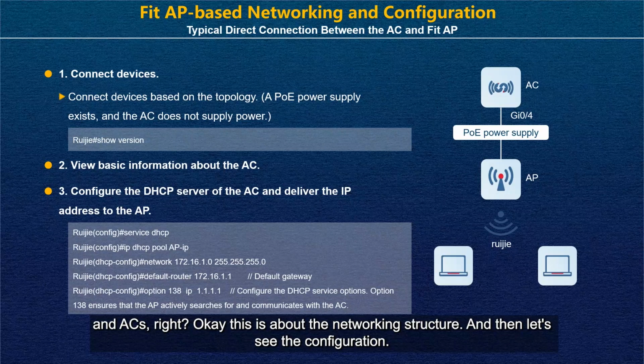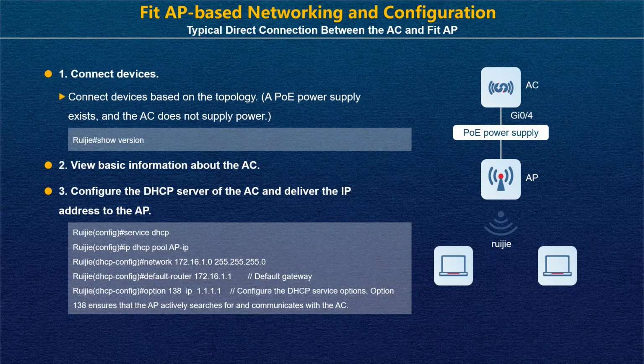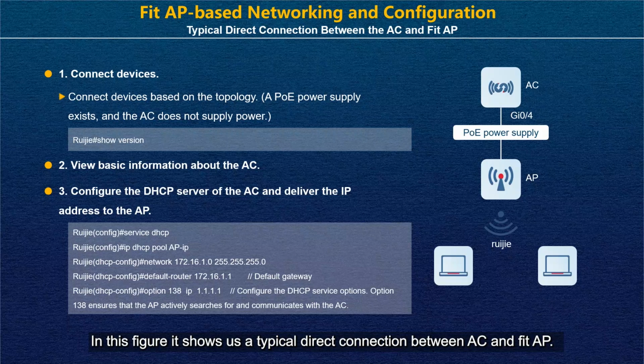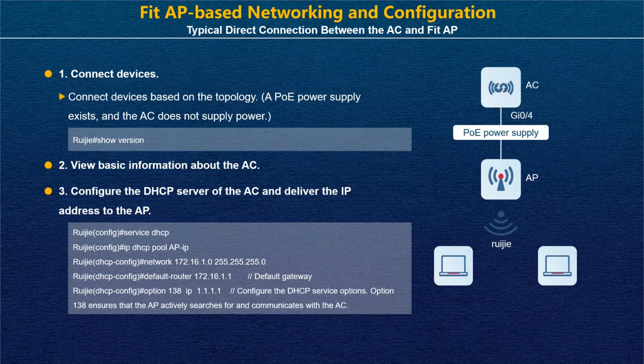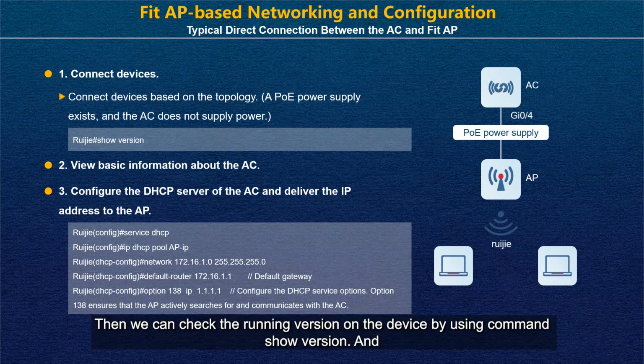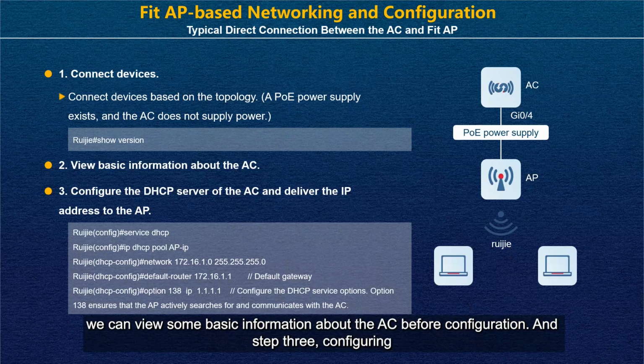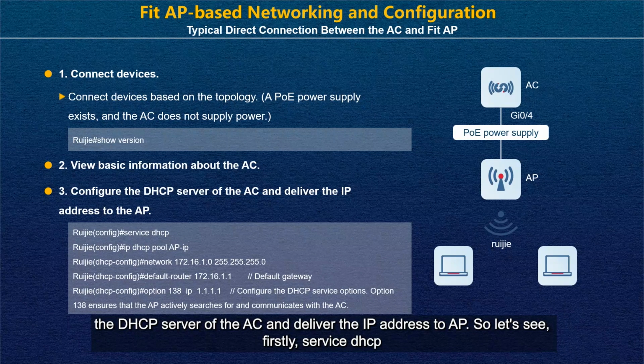And then let's see the configuration. In this figure, it shows us a typical direct connection between AC and the fit AP. AC is connected with the AP directly, and between them there is a PoE power supply module. Okay, first step is to connect the device. Then we can check the running version on the device by using the command show version, and we can view some basic information about the AC before configuration. Okay, and step 3, configure the DHCP server of the AC and deliver the IP address to AP.